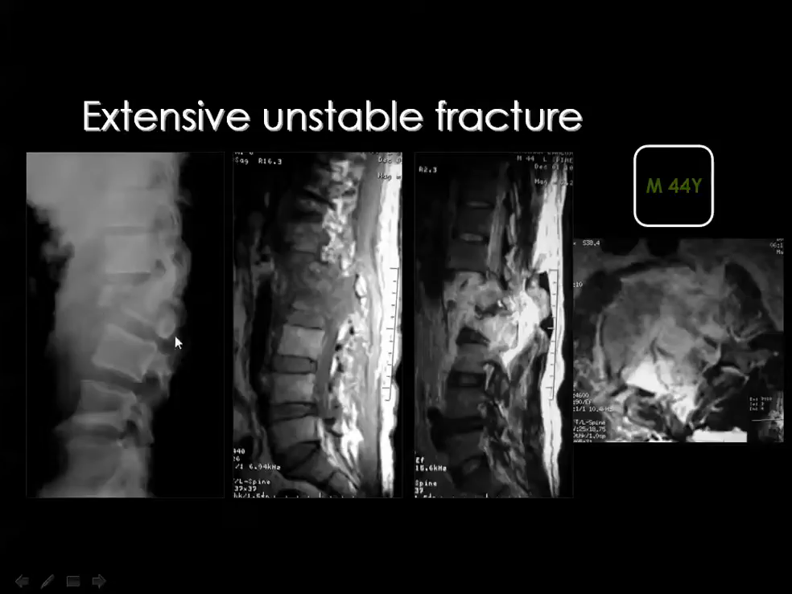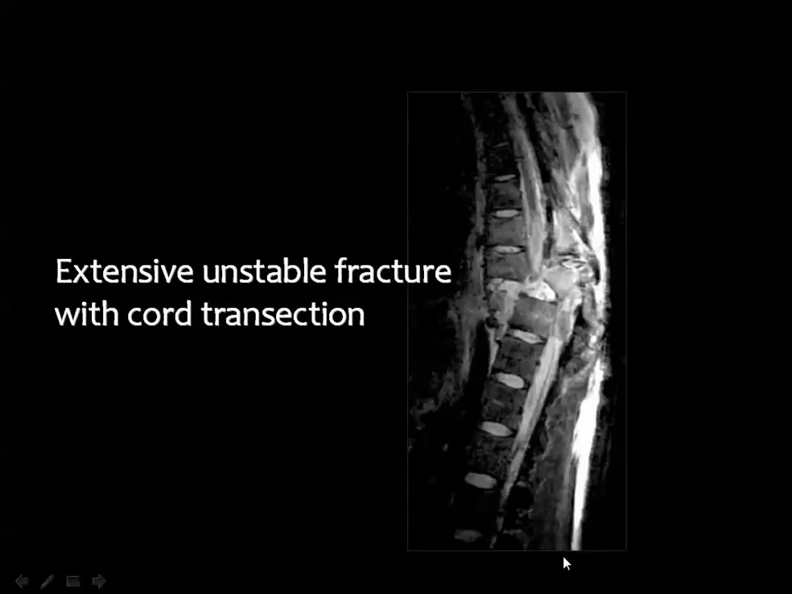You see the fracture in the plain X-ray, and this is MRI T1 and MRI T2 weighted image, and you can appreciate the degree of bone comminution, bone marrow edema, soft tissue edema, and hemorrhage in the vicinity of the fracture, with obliteration of the spinal canal by bone fragments and hemorrhage as well.